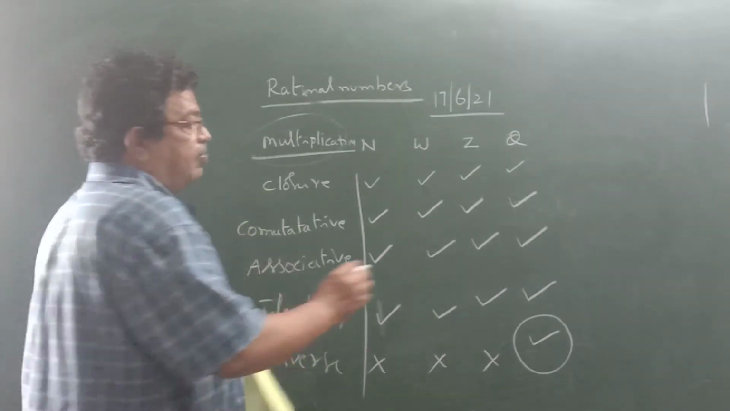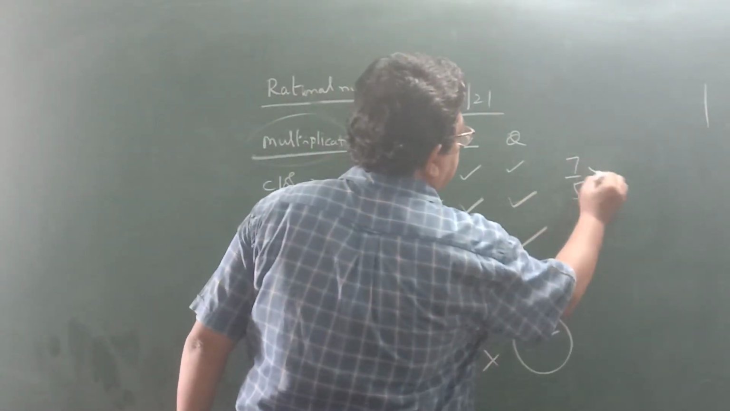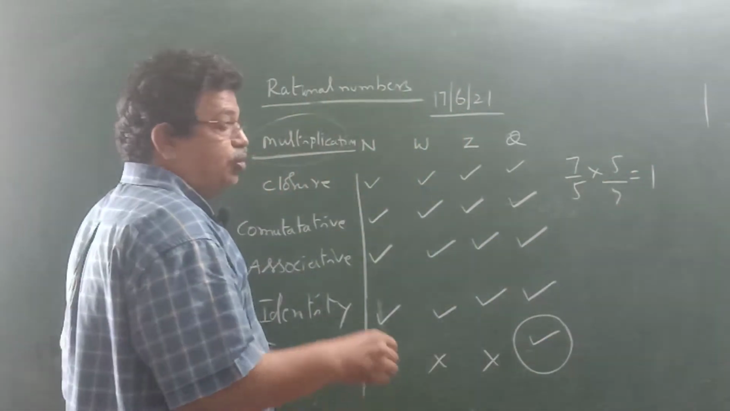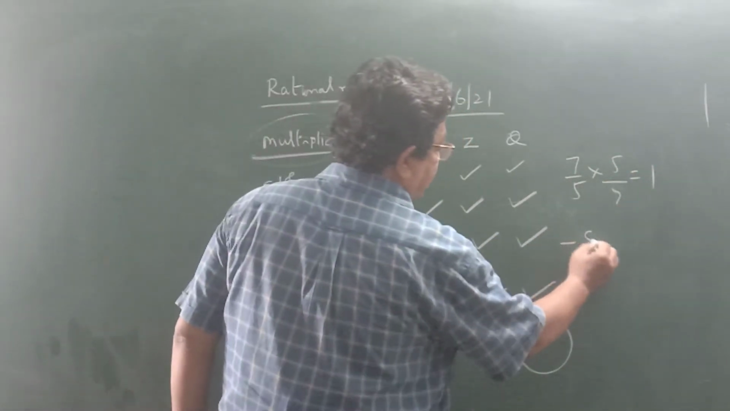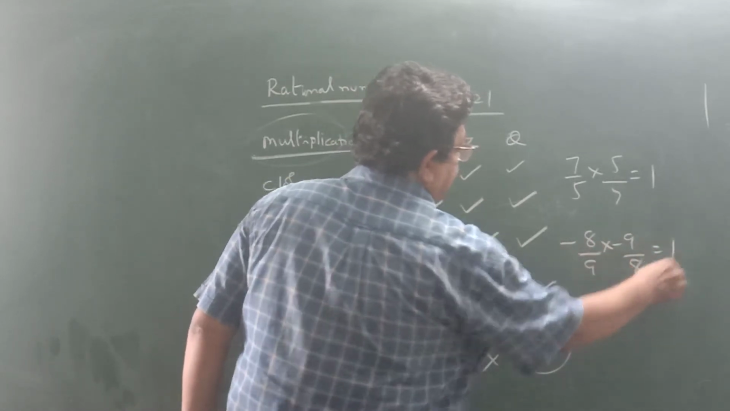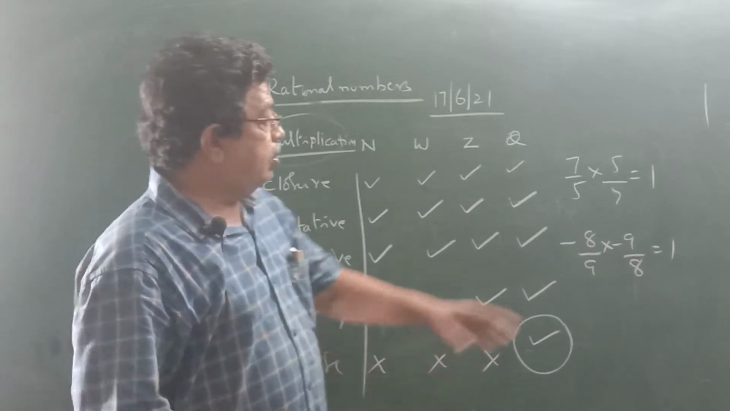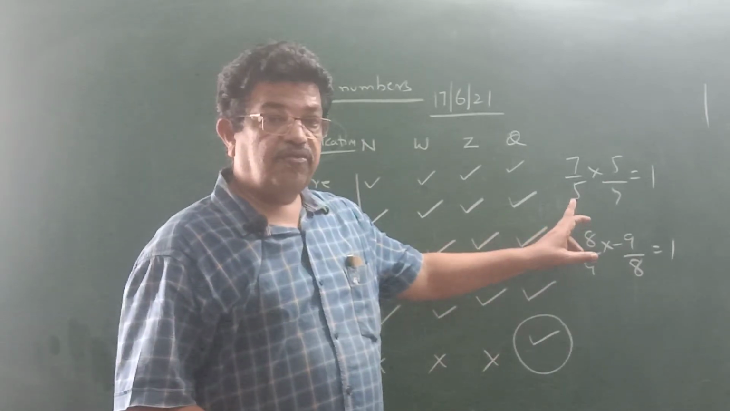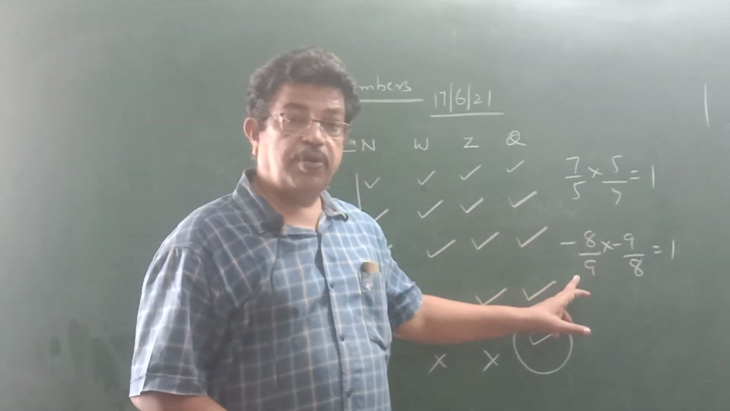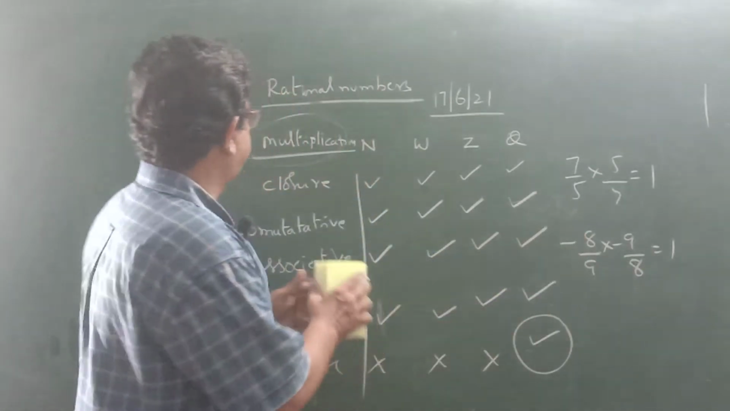So, the reciprocal of 7 by 5 is what? 5 by 7. The product of 7 by 5 and 5 by 7 is 1. Suppose you take a negative rational number. What is the reciprocal of minus 8 by 9? It is minus 9 by 8, the product is equal to 1. So, the reciprocal or multiplicative inverse of a positive number is positive. The multiplicative inverse or reciprocal of a negative number is negative.